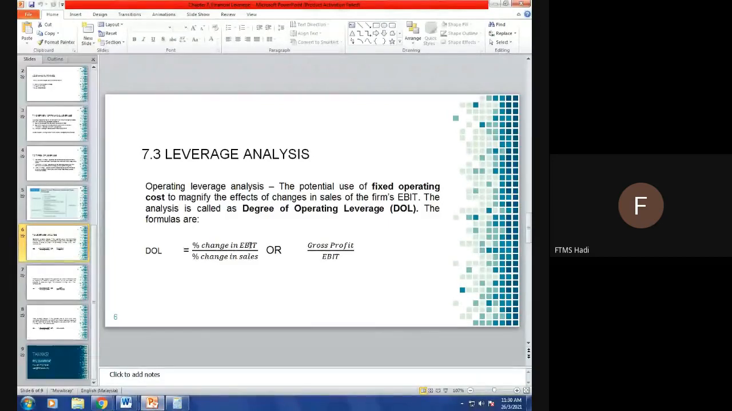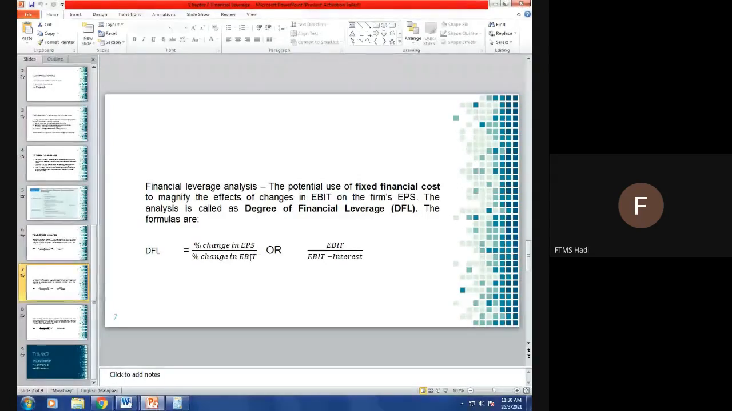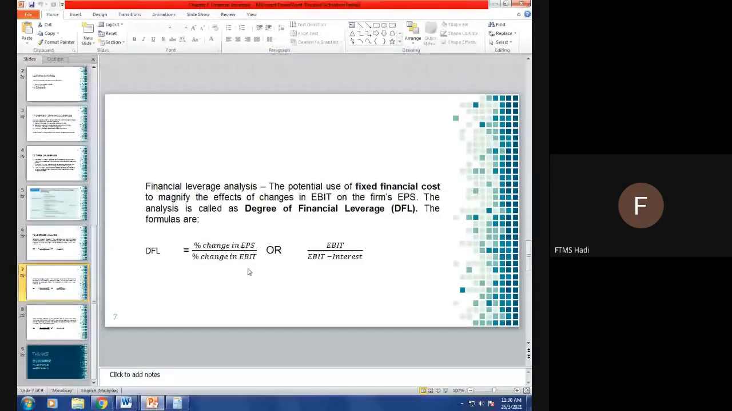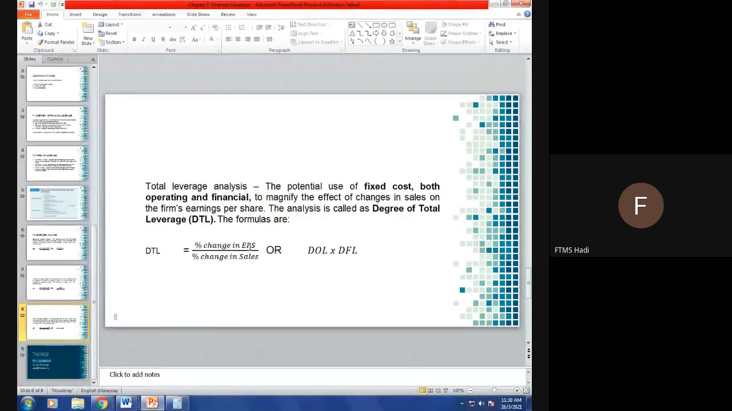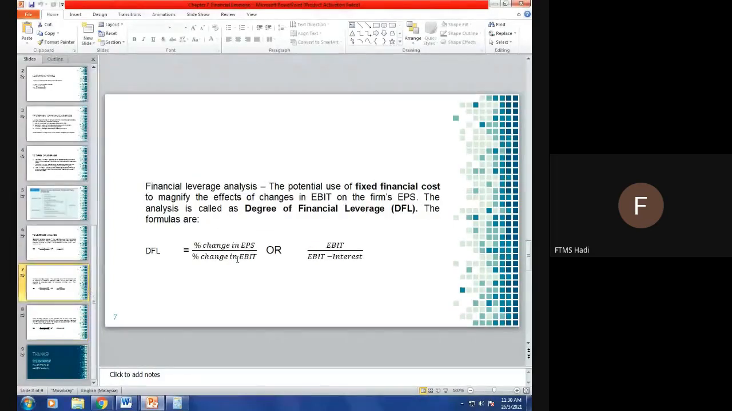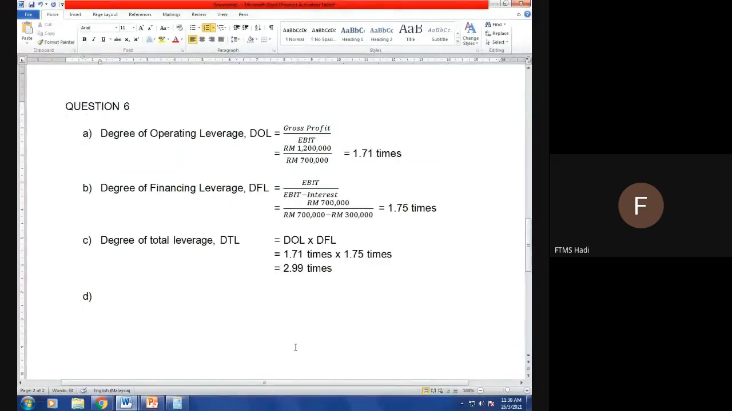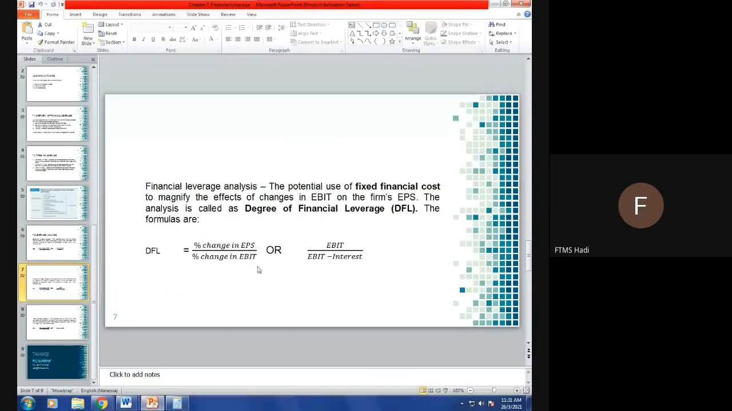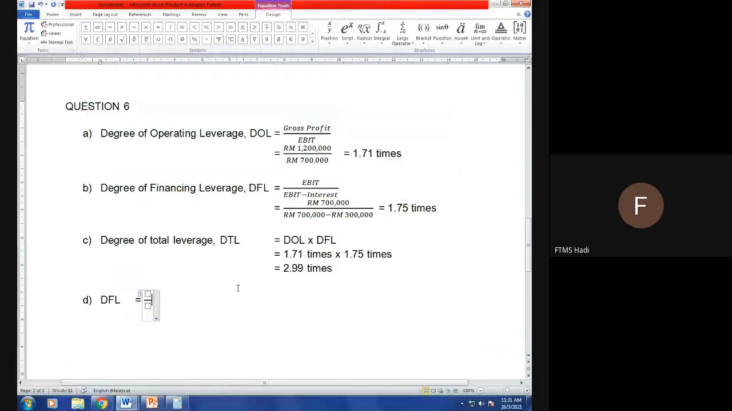For this one, EBIT and sales is not the formula. EPS and EBIT, yes, that might be the right formula. So therefore, the formula will be DFL. This one cannot, because it is EPS and sales. So DFL is a suitable formula to answer question D. DFL is equal to percentage change in EPS divided by percentage change in EBIT.